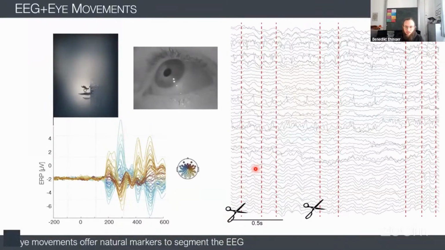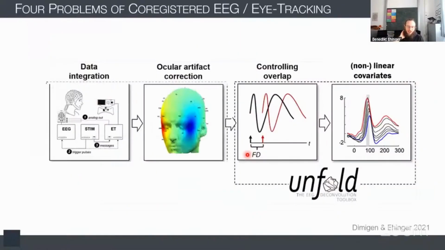The problem, and this is again something from Olaf, who described this way before I was ready to do something like that: there seem to be 4 problems that we have to address in order to be able to do eye movement and EEG in the lab. This is not even in mobile.